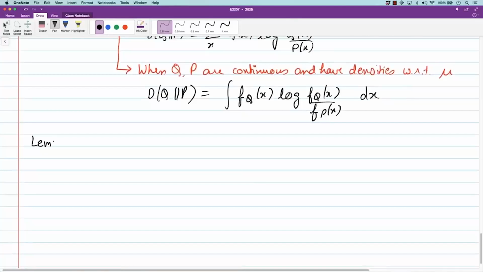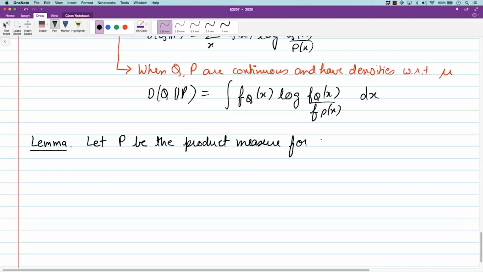So, lemma. Let P be the product measure for independent random variables, the underlying independent random variables X1 to Xn. So P is this baseline measure. And let f be a function from X1 to Xn to R.